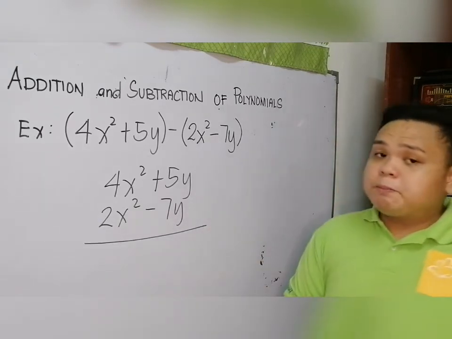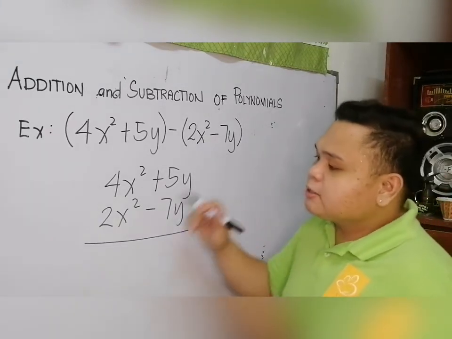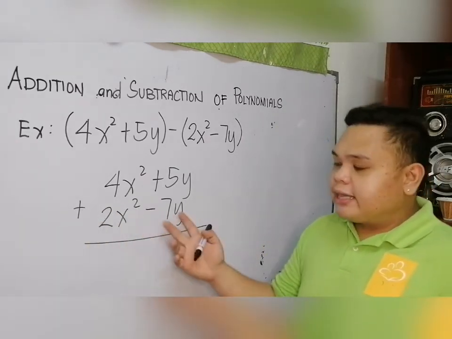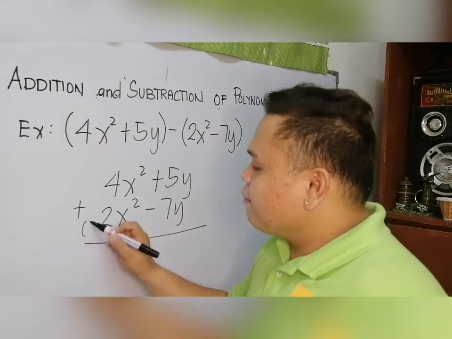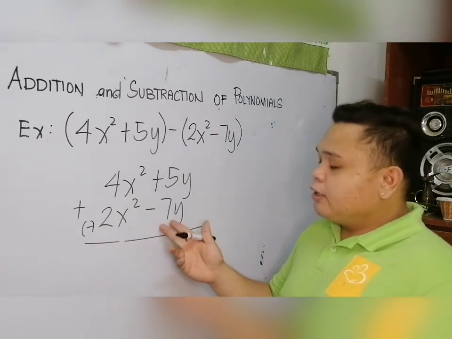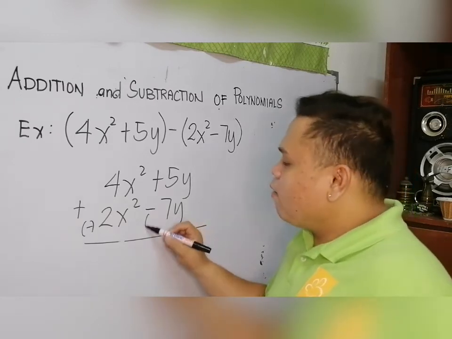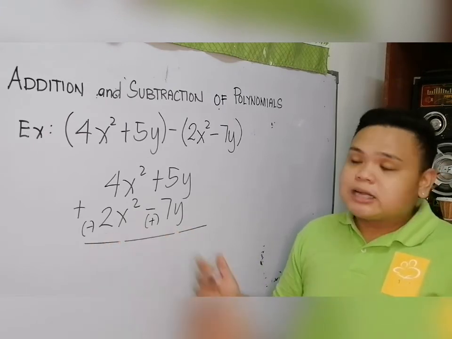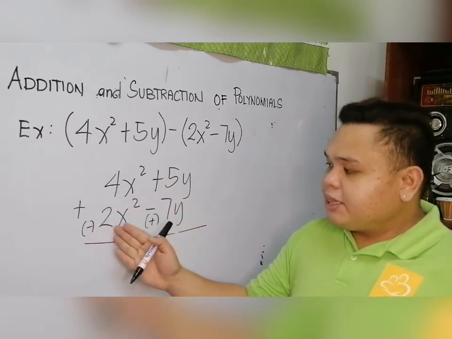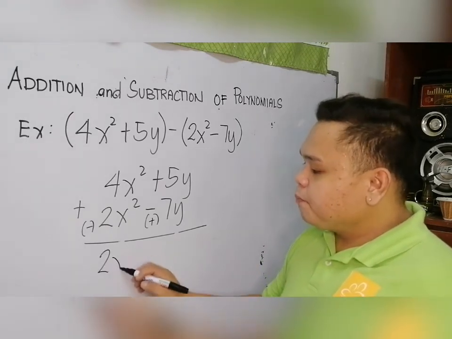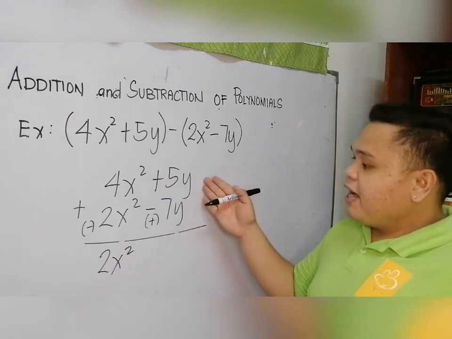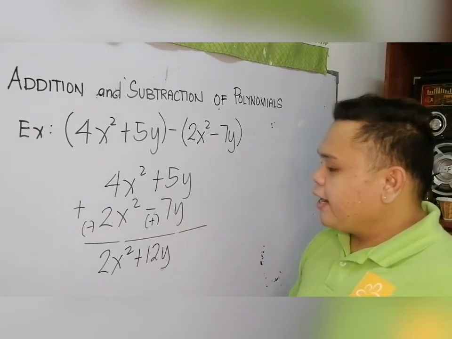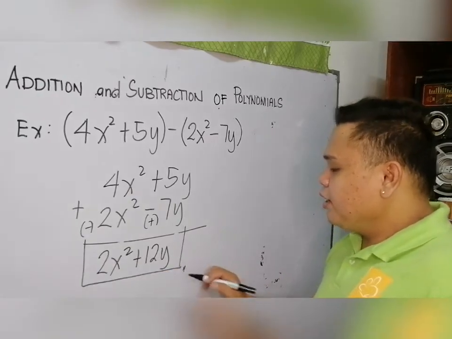And then we will apply the process of CPO. We copy the first, change the operation to plus, and then get the opposite of the second. So from positive 2, you will now have negative 2x squared. From negative 7y, you will now have positive 7y. And then you proceed with addition with the new signs. You have 4x squared plus negative 2x squared will be 2x squared. And then 5y plus positive 7y will now become 12y. And this is going to be your final.